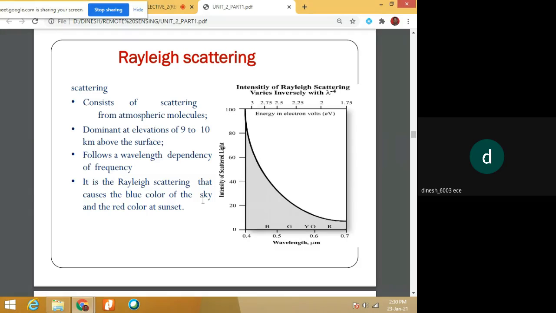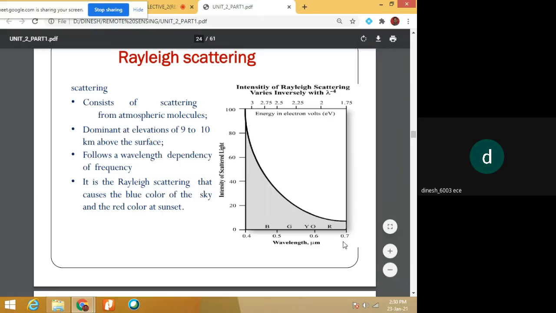This Rayleigh scattering causes the blue color of the sky and the red color at sunset. During sunrise, it will be red or orangish color. During sunset, it will be reddish color, and during daytime, it will be blue color. That is due to Rayleigh scattering. So the intensity of Rayleigh scattering varies with 1 by lambda power 4.